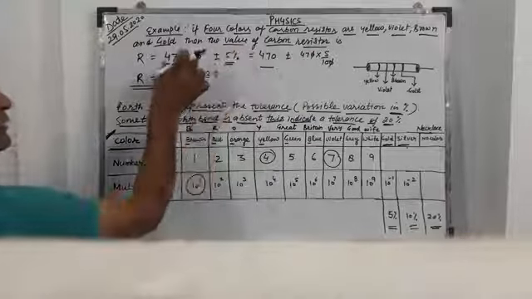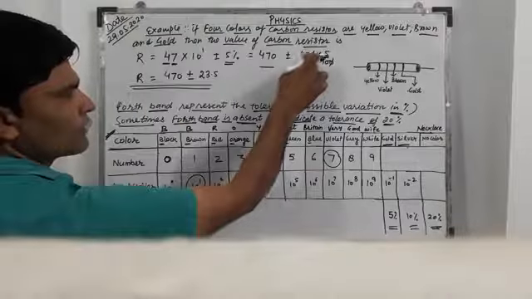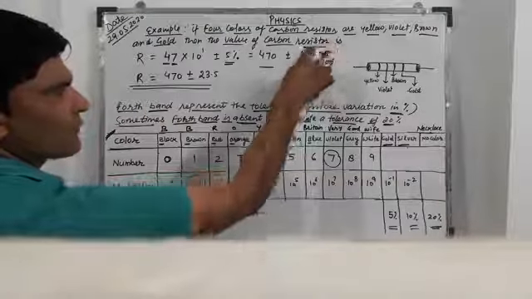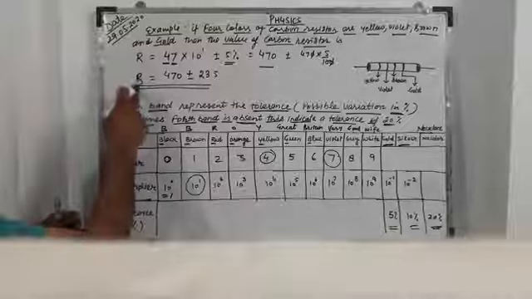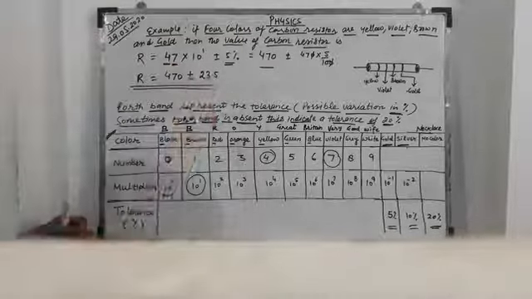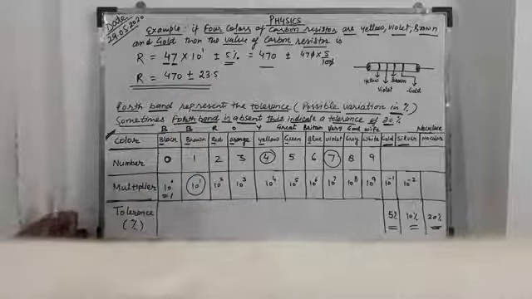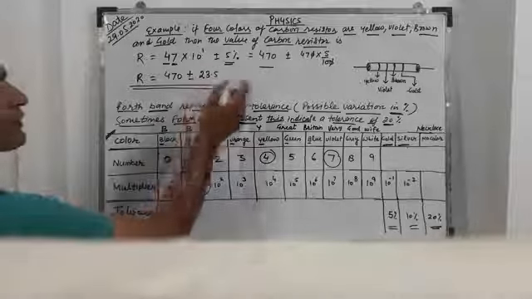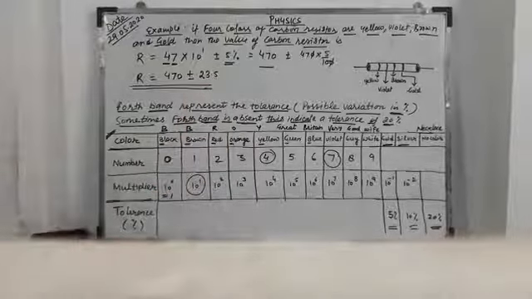This 5% is of this value. So 470 multiplied by 5 by 100. Then we get R is equal to 470 plus minus 23.5 ohms. So this is the value of the carbon resistor.